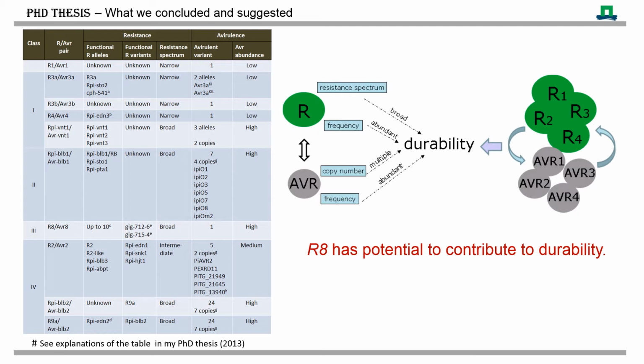With respect to durable genes, R8 is interesting because we found up to 10 functional homologs with AVR8 response among various Solanum wild species, and the AVR8 gene is present in all thus far sequenced P. infestans isolates. In particular, the R8 gene was found in 5 late blight resistant varieties deployed on 3 different continents: Europe, United States, and China.